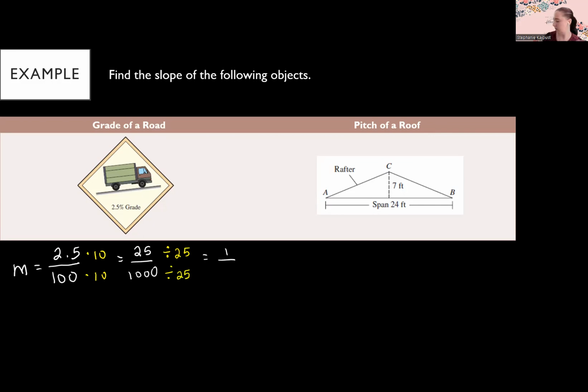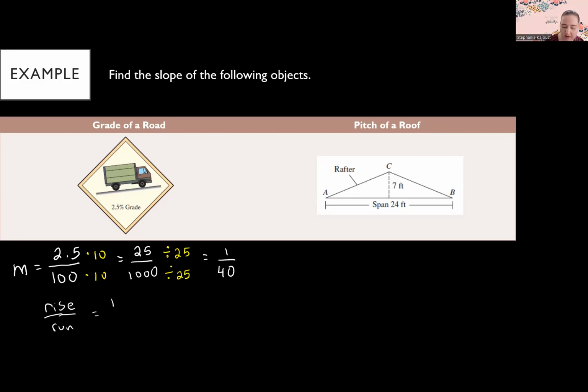That gives me 1 over 40. So that is the slope. So 2.5% grade. This is a very flat grade. What does this actually mean in terms of a road? What this means is, if you think of it, we've got rise over run.